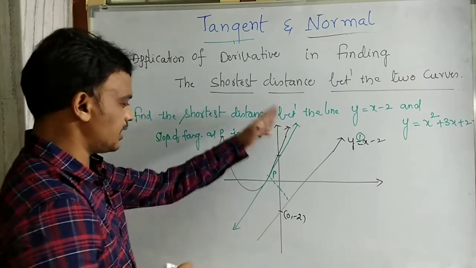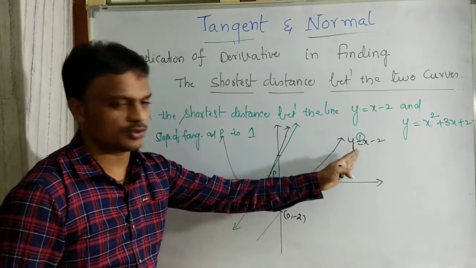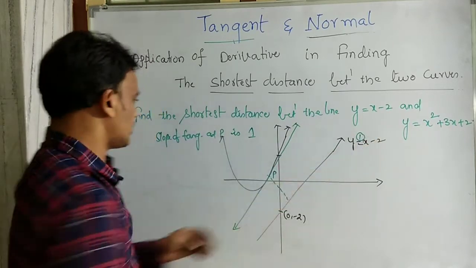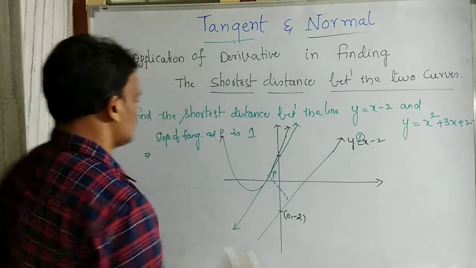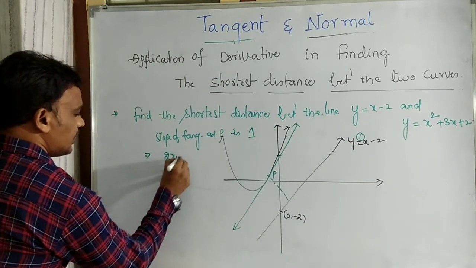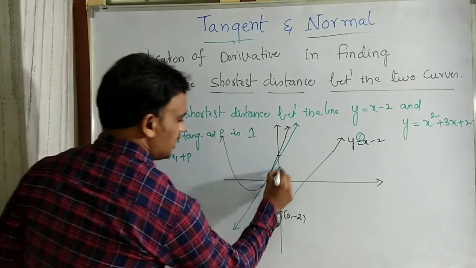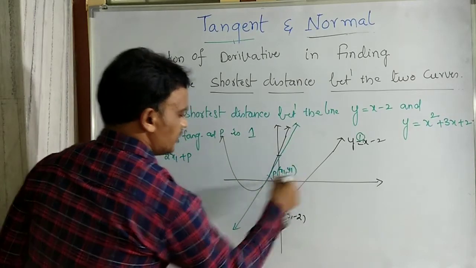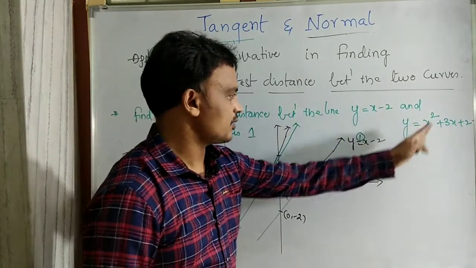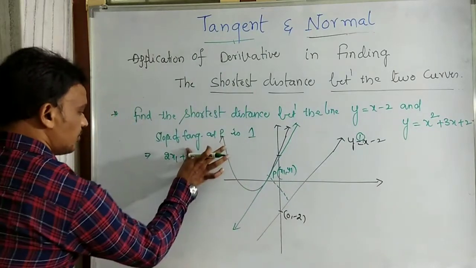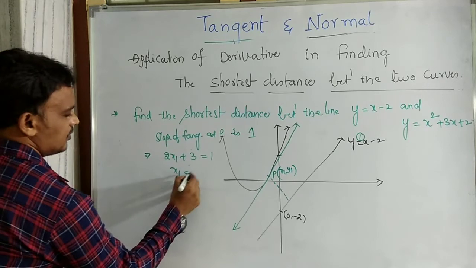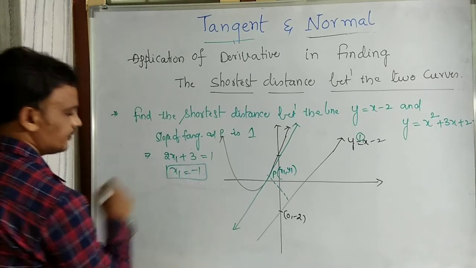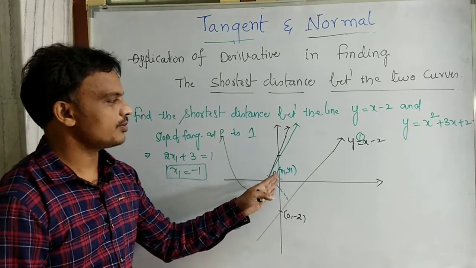Why? Because this tangent is parallel to y equals x minus 2. First of all, what is the slope of this curve? It is nothing but the derivative of that function, which is 2x1 plus p. Of course, let us take the point x1, y1. So 2x1 plus 3 equals 1, which gives x1 equals minus 1. So the x coordinate is minus 1.